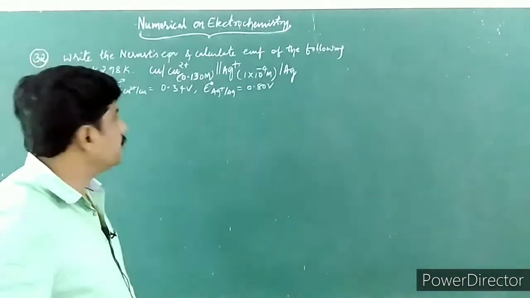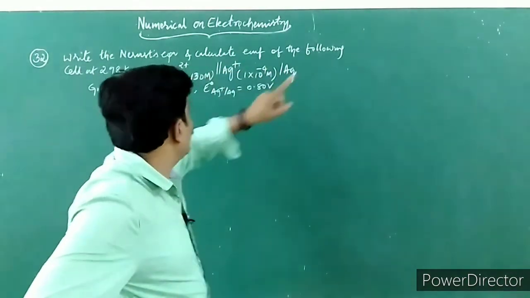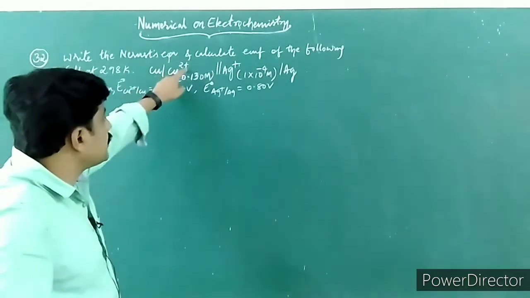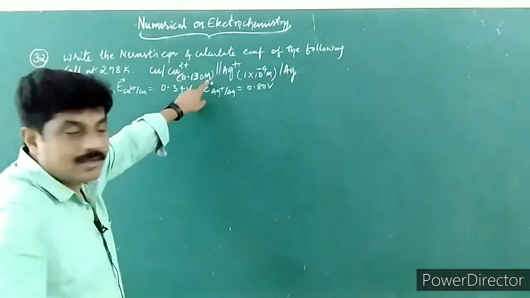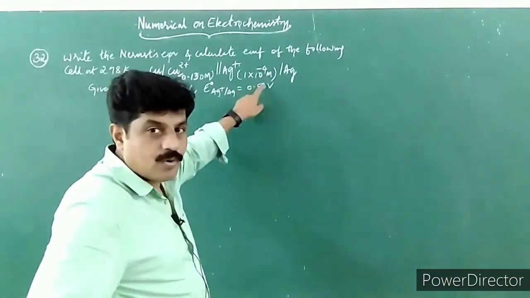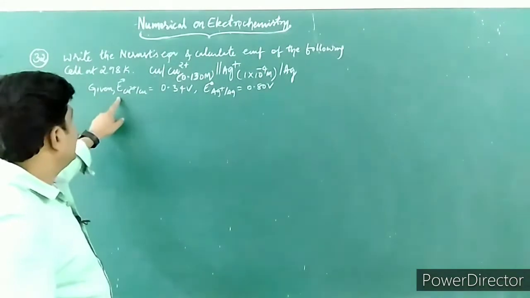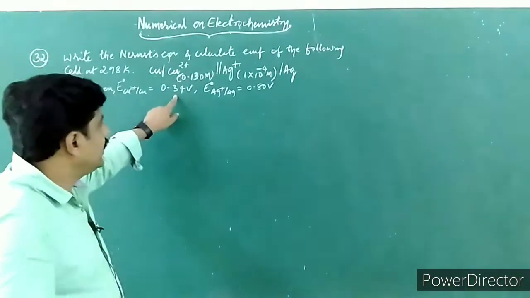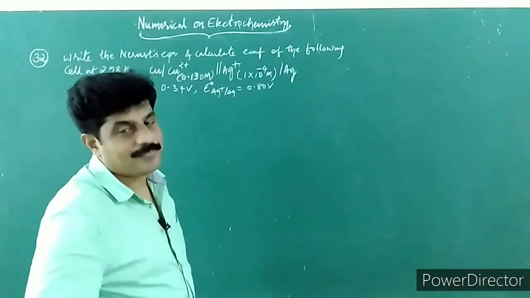Children, let me take up one more numerical. Write the Nernst equation and calculate EMF of the following at 298 Kelvin. Cu bar Cu2 plus of molar concentration 0.130 molar, double bar Ag plus of molar concentration 1 into 10 to the power of minus 4 molar, bar Ag. Given standard reduction potential of Cu2 plus bar Cu is equal to 0.34 volts and standard reduction potential of Ag plus bar Ag is equal to 0.80 volts.